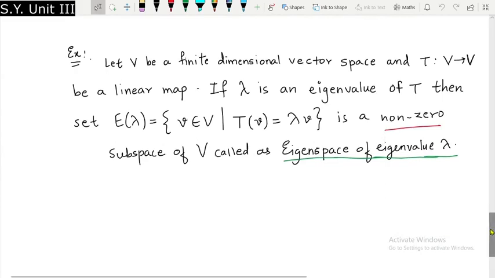Basically, eigenspace is nothing but what? It is the collection of all the eigenvectors of the eigenvalue lambda, together with the zero vector as well, naturally, which is not an eigenvector, right? Because whenever we say eigenvector, we think that it is a non-zero one. So eigenspace is a collection of all those vectors that satisfy T of v is equal to lambda v, and naturally we can see that it is exactly the definition of eigenvalue and eigenvector.